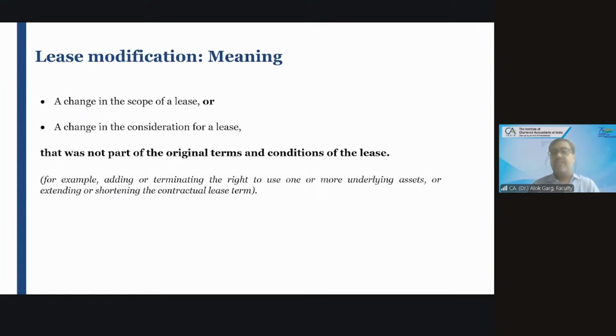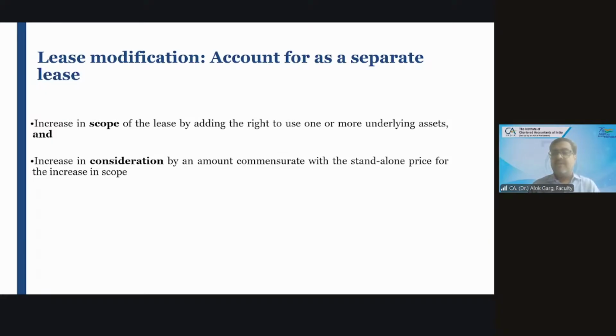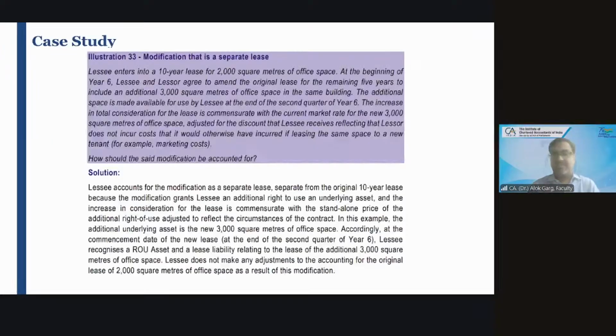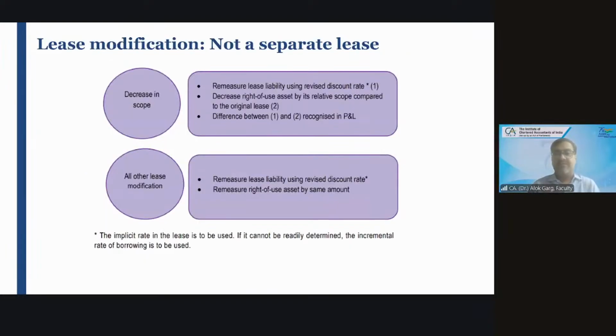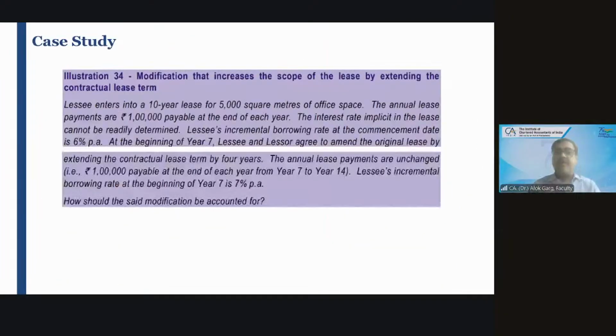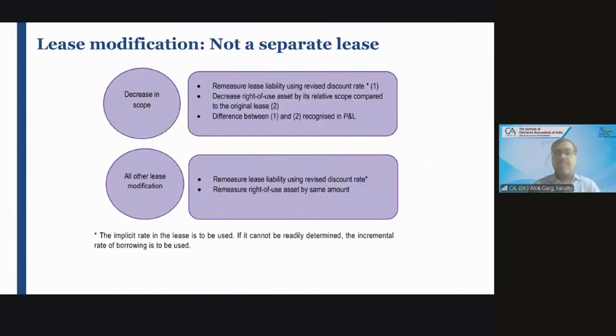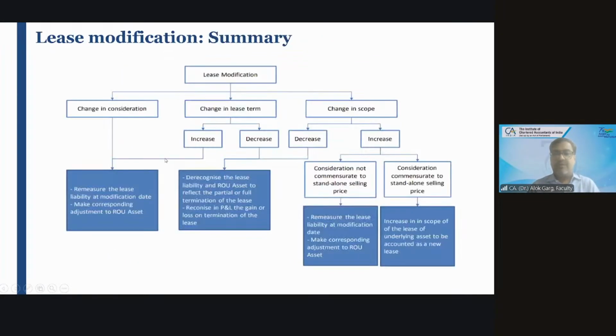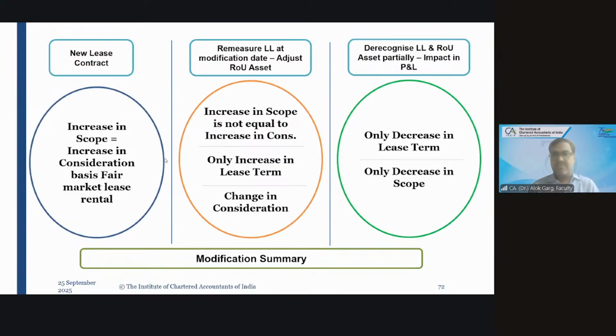Then we have covered the meaning of lease modification, right? We understood how the lease modification has to be considered. We did illustration 33, right? And the other illustration 34 also. And what we discussed, decrease in scope, all other lease modification, right? We discussed this concept as well, that when the increase in scope is in line with the increase in consideration, basis market value, then that lease contract will be considered as a new lease contract.